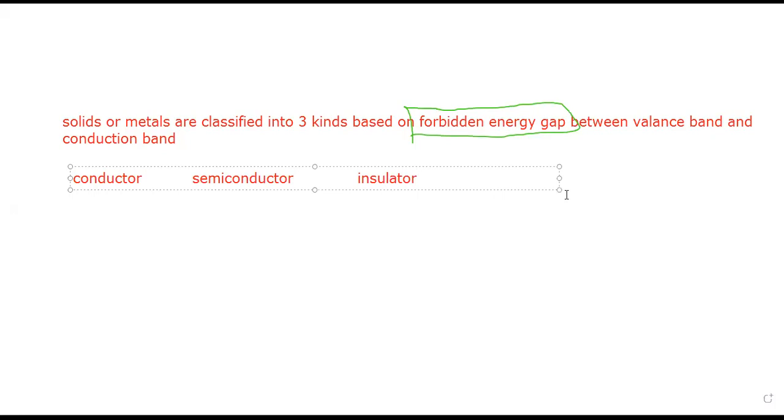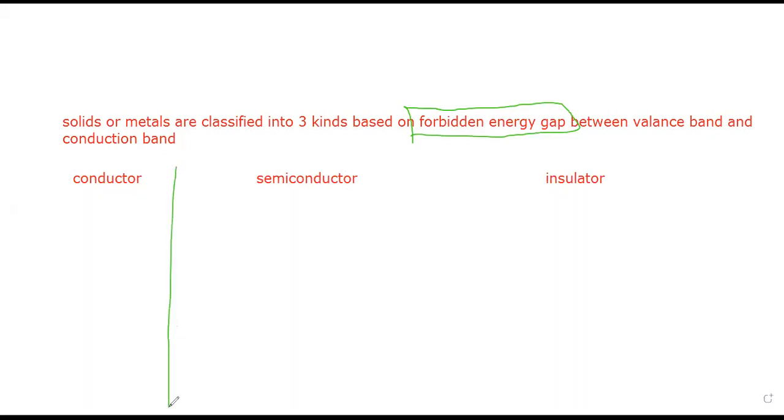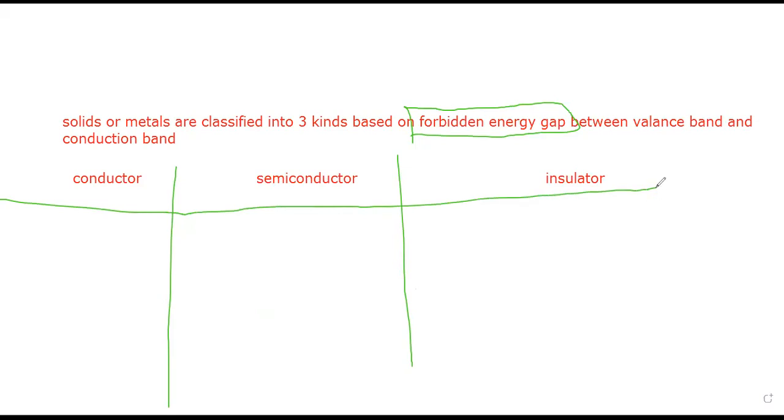Now we discuss the comparisons and differences between conductor, semiconductor, and insulator through this table. Suppose we take this whiteboard, is it visible? Yes, sir.